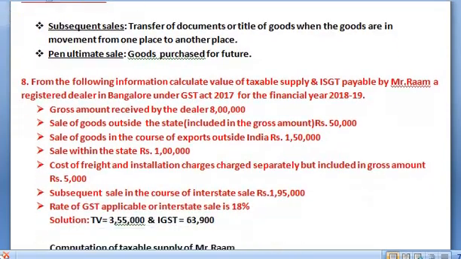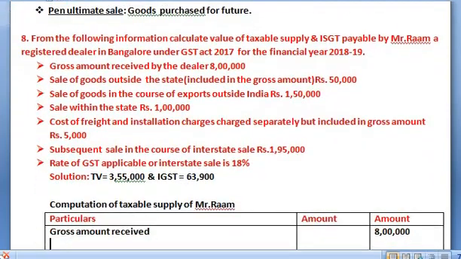So when it comes to the next problem, let us solve. From the following information, calculate the value of taxable supply and IGST payable. Very clearly it has been given as IGST payable. So please be very clear. You have to consider the transaction which is related to interstate supply. Okay. If any transaction related to exports or any transaction related to within the state, intrastate, that should not be considered. So IGST payable by Mr.